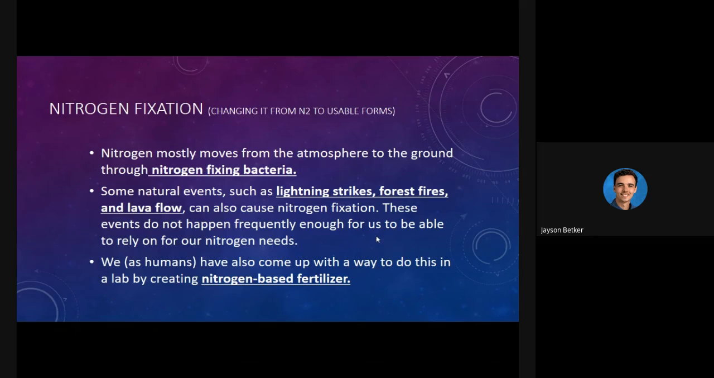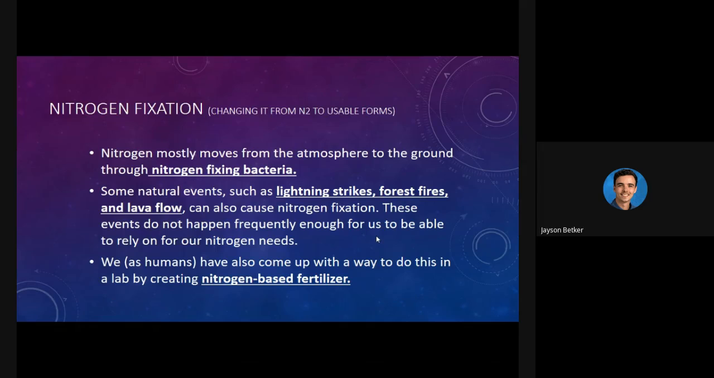Lightning strikes, forest fires, and lava flow, those can cause nitrogen fixation just because of their immense, really high temperatures, the really high heat. But these events don't happen that frequently, right? We can't rely on our nitrogen needs, just wait for lightning strikes and forest fires and lava flow.